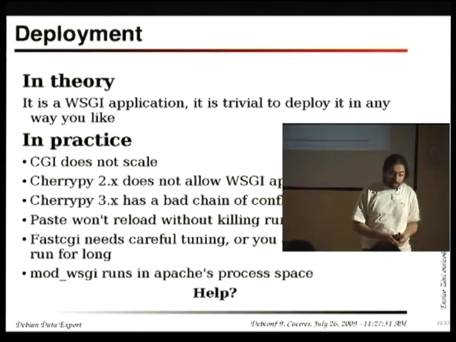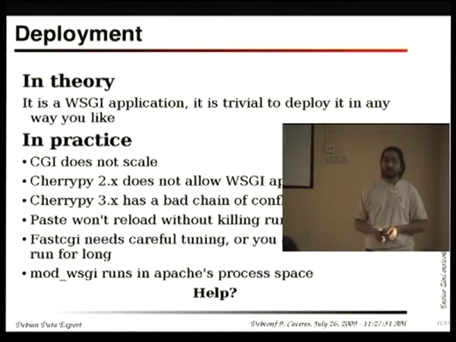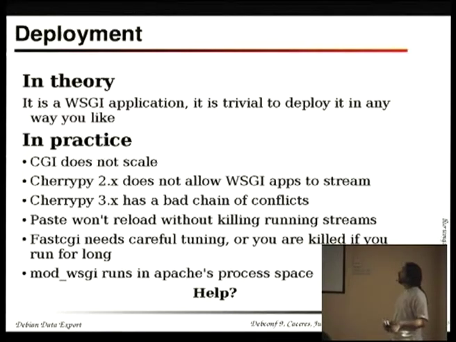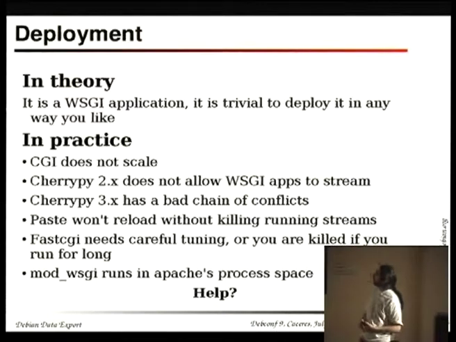In terms of deployment, it's a Python WSGI application, which in theory you can deploy in any way you like. Because WSGI is an extremely thin, small and simple interface, you can put it into a CGI, you can put it into a web server, you can put it into pretty much everything. In practice, if you deploy it as a CGI, it does not scale. If you deploy it as a standalone web server with Python modules that turn a WSGI application into a web server, you'll have all sorts of problems because none of those really have a clue about streaming data.